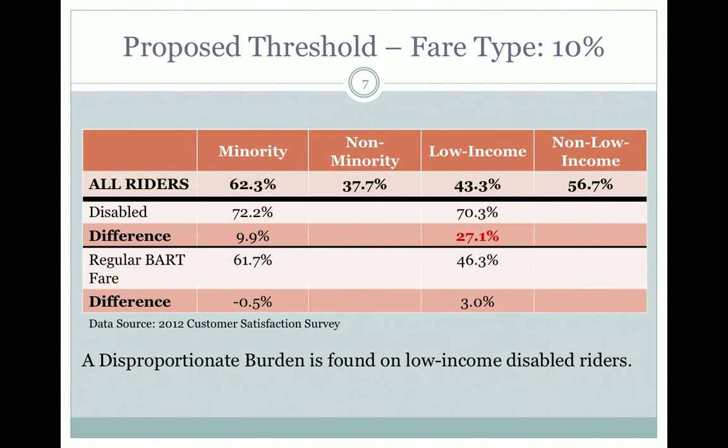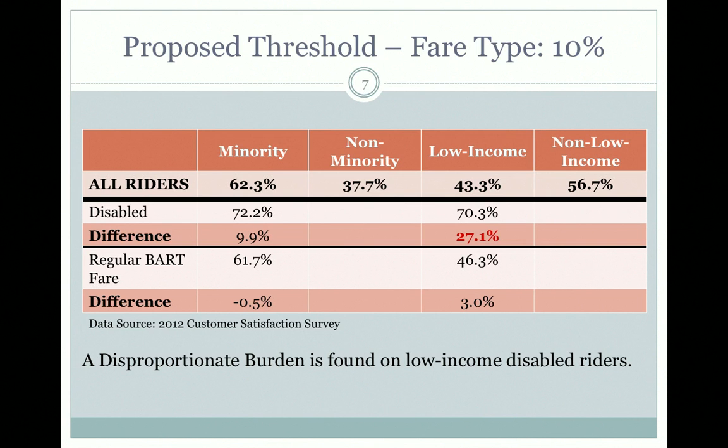The next example we will discuss is changes to fare type. When making changes to fare type, we look at the data differently than we would when considering across-the-board fare changes. Examples of changes to a single fare type include discounts to senior fares or increasing the maximum age for youth discounts. All riders at BART using all fare media at all stations report themselves as 62.3% minority and 37.7% non-minority.